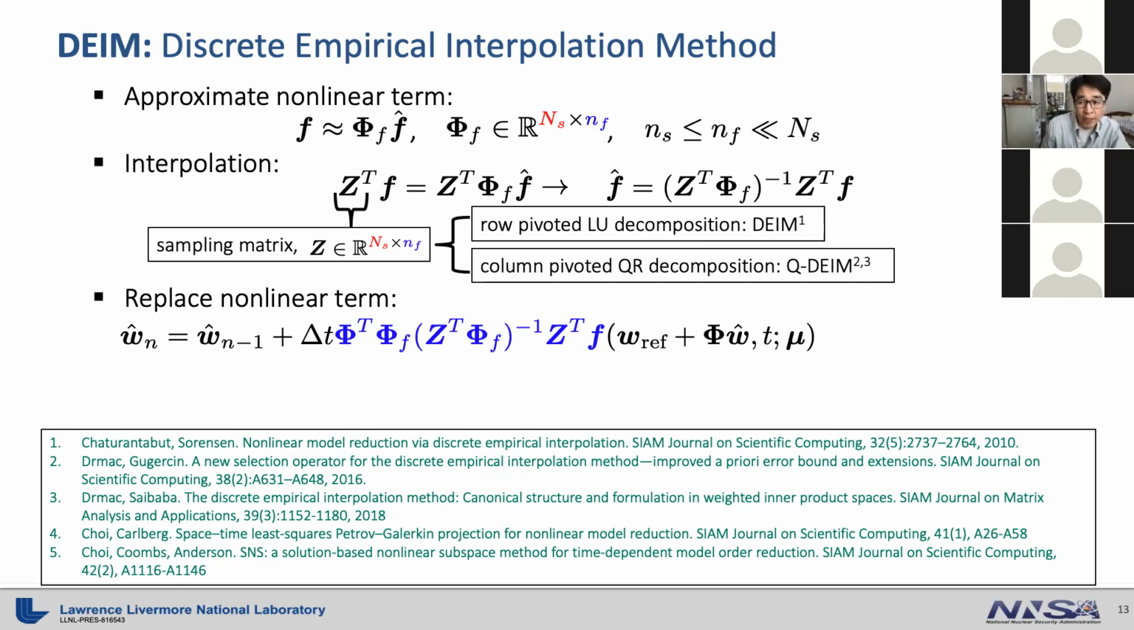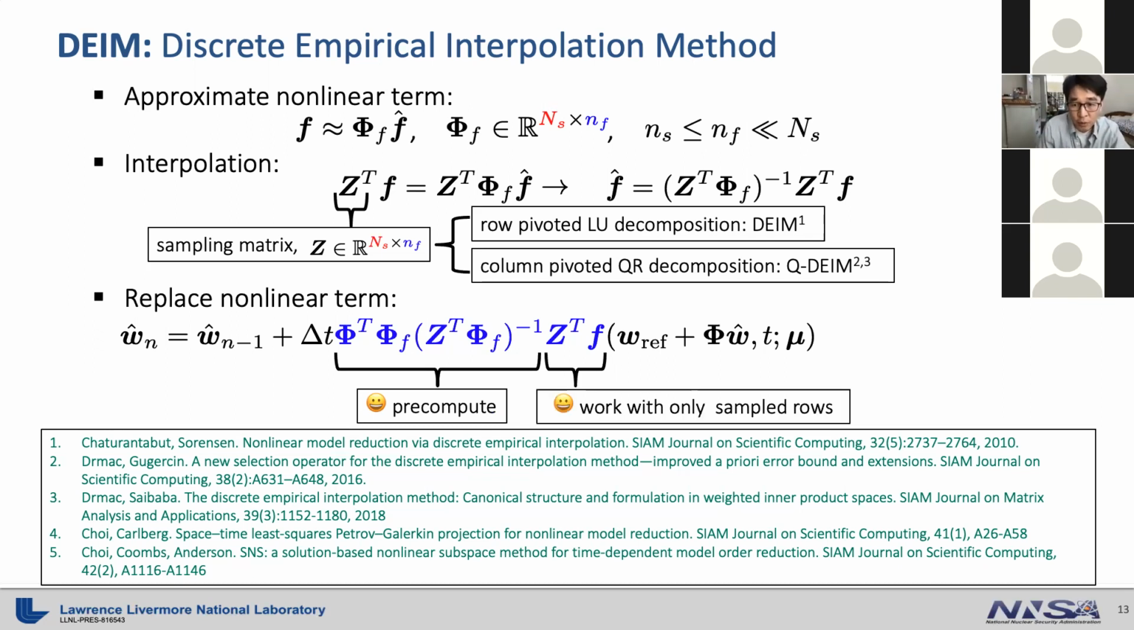But if you look at it closely enough, a lot of terms can be pre-computed. And the nonlinear terms, which change every Newton step, can be efficiently computed thanks to the sampling matrix Z in front of the nonlinear term F. This is how we achieve the efficiency through reduced order models and hyper-reductions.